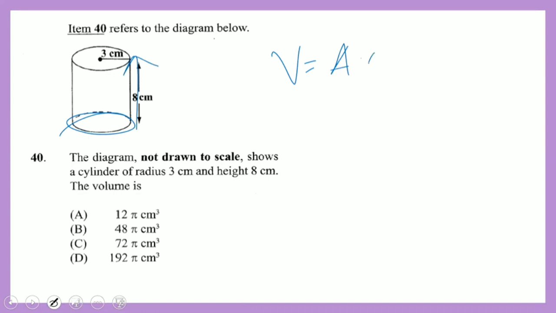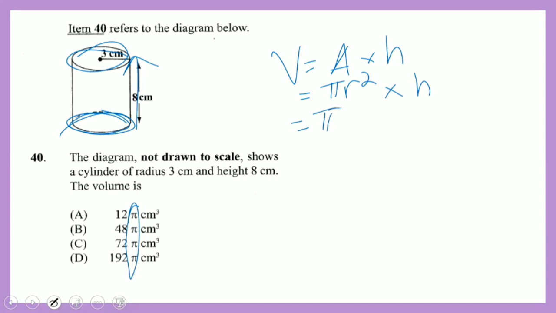times the height. The base and the top are the same thing, right? So the area, this is a circle at the base, so that's going to be pi r squared times the height, which is 8. We don't need to write what pi is, because pi is still not the answer.